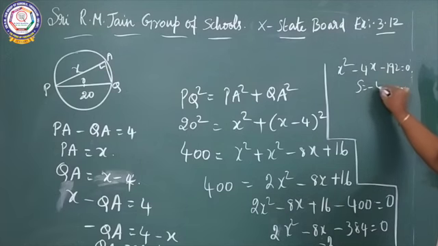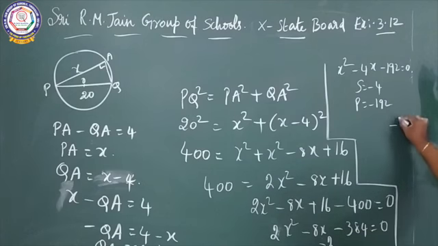Sum equal to minus 4. Product equal to minus 192.